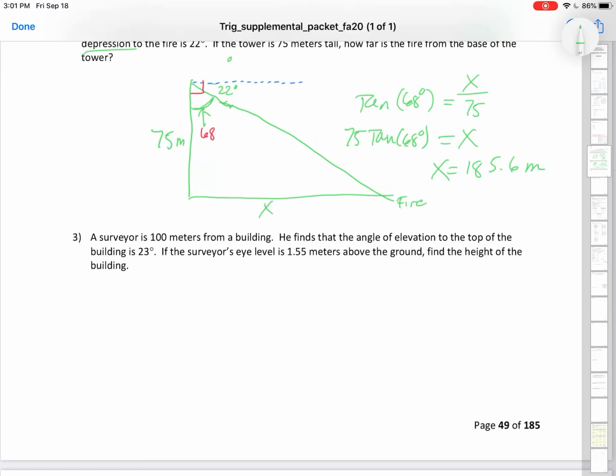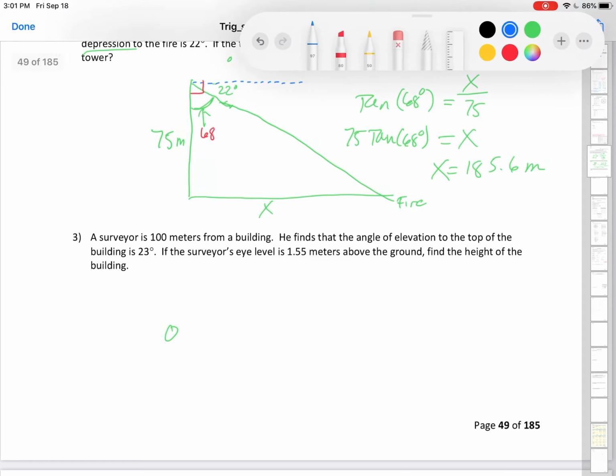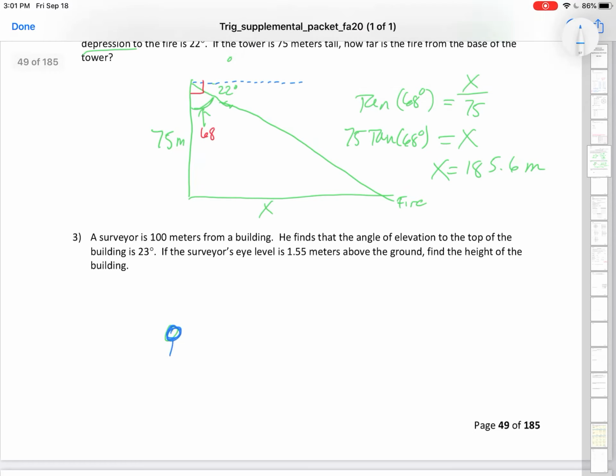A surveyor is 100 meters from a building. Okay, so let's draw the surveyor. Hey, here, let me switch to a different color. I'm tired of the green. Maybe you are too. Okay, here's our surveyor. Hello. Okay, and he is 100 meters away from a building. Right, so here's the building right out here. If the surveyor's eye level is 1.55 meters above ground, find the height of the building.